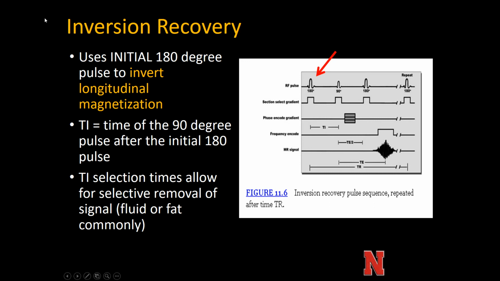So a lot of times these look like a spin echo pulse sequence, with the only difference being there's an initial 180-degree inversion pulse. So 180, 90, 180, you're going to guess this is an inversion recovery sequence. The TI selection times allow you to selectively remove different things. So you could do a TI time which selectively removes fluid. You could do a TI time that selectively removes fat. Those are probably the two most common things that these sequences are used for.